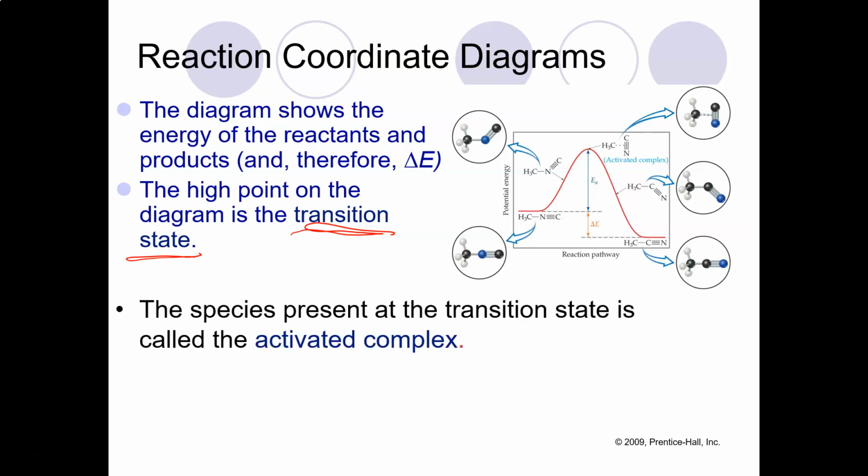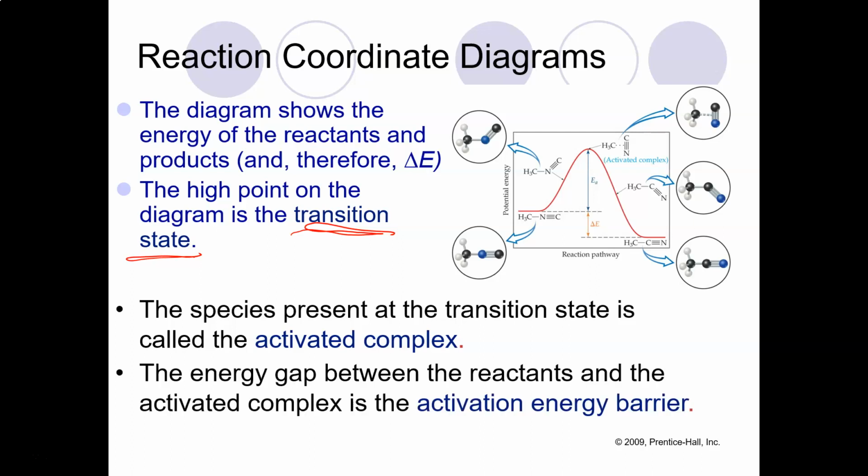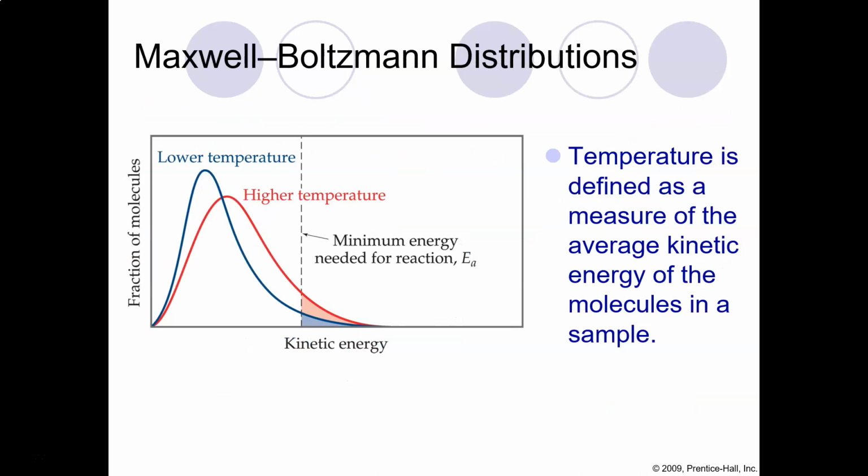It hasn't finished. So the transition state is the location of it, but the molecule itself is called the activated complex. We talked about how the activation energy is the distance between the starting point and the highest point of the hill. So that looks at temperature, that looks at activation energy, the energy that they have.